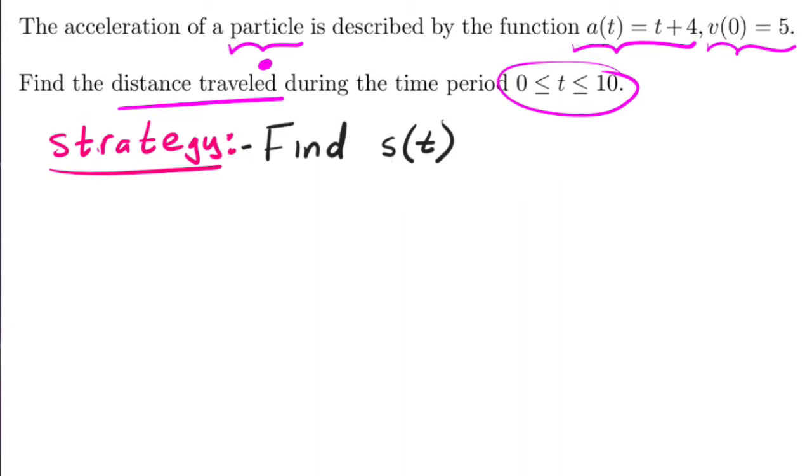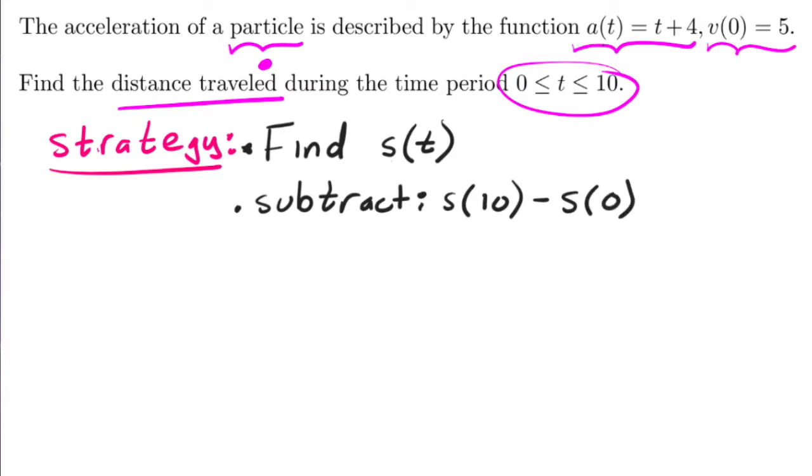Okay, so once I find the position, then all I need to do is subtract the position in the end, which is s of 10, minus the position in the beginning, which is s of 0. Okay, so let's get to it.